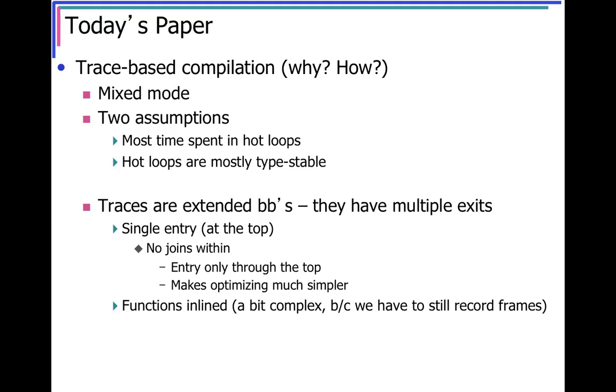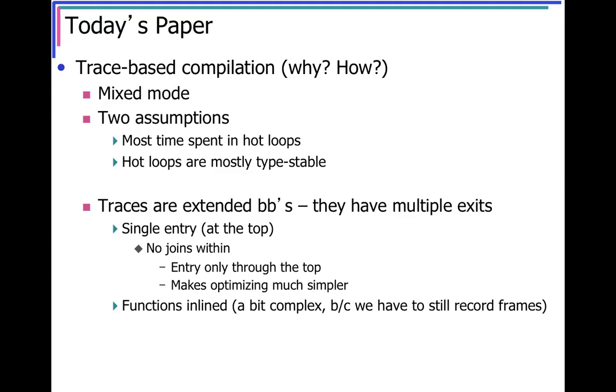Traces in TraceMonkey are extended basic blocks. They have multiple exits out the side, but they are only single entry. There's no way to get into a trace except through the top. So that means there's no way to get in through the side, which means there are no joins inside each trace. This significantly simplifies optimization.